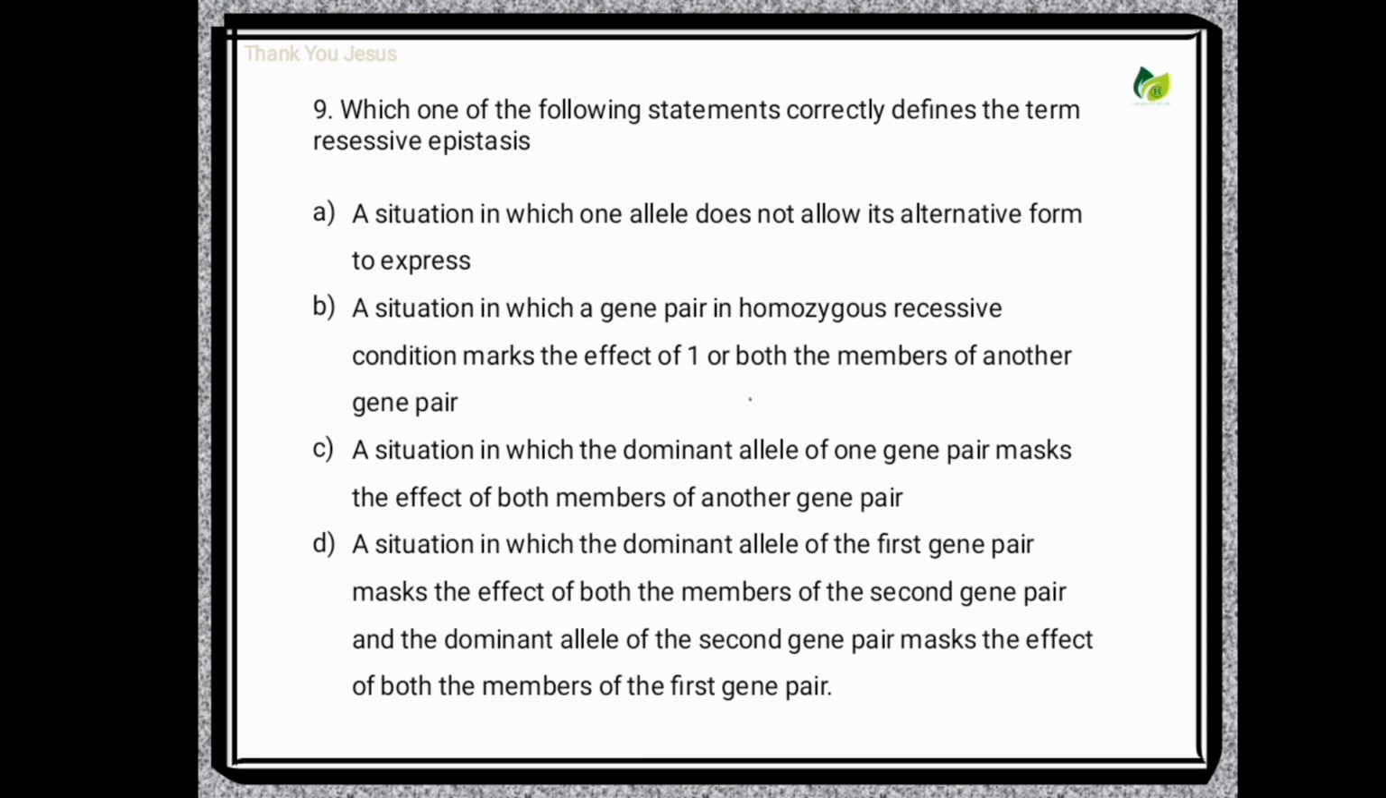For this, the correct answer is the second one. A situation in which a gene pair in homozygous recessive condition masks the effect of one or both the members of another gene pair. Okay, a recessive gene does not allow the expression of another non-allelic gene, that is called recessive epistasis.